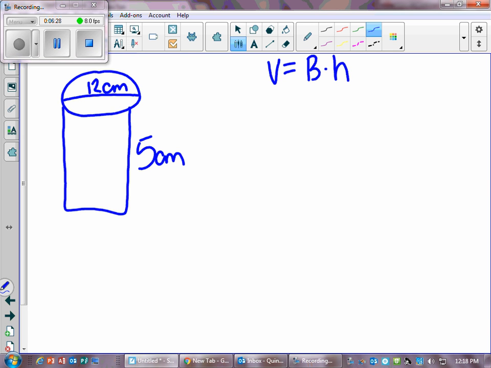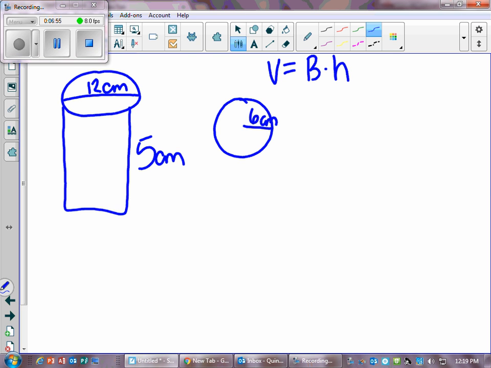So my first step is to draw the base. So what's the shape of my base? A circle. So in my circle, I need a what? What do I need? The radius. I need the radius. The circle up here gives me a diameter. How do I find the radius? Cut it in half or divide it by 2. So if I take half of it, I should get 6 centimeters.